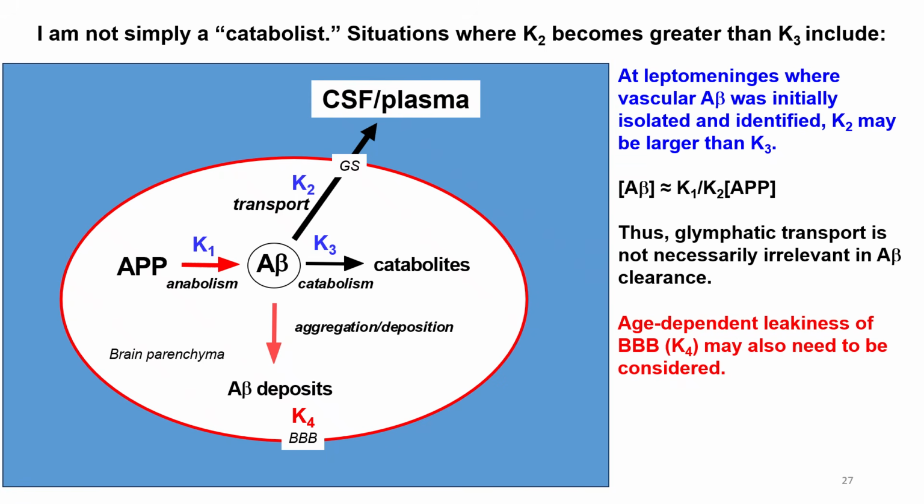However, I would like to emphasize that I am not simply a catabolist, and there are situations where K2 becomes greater than K3. At leptomeninges, where vascular Aβ was initially isolated and identified, K2 may be larger than K3. Thus, the glymphatic transport is not necessarily irrelevant in Aβ clearance in this case. Also, the age-dependent leakiness of the BBB, K4, may need to be considered.